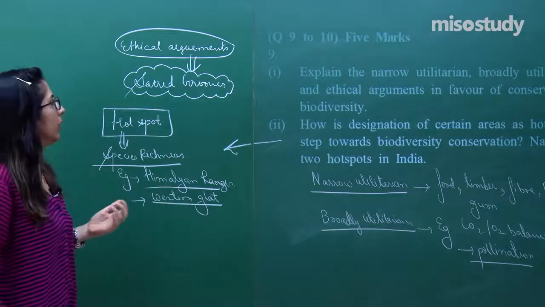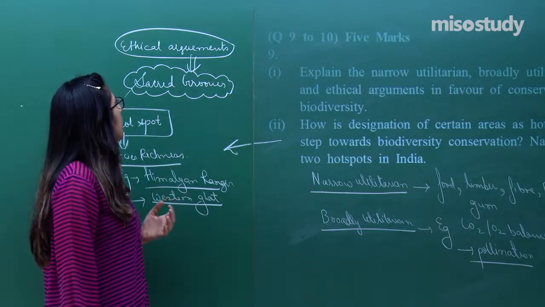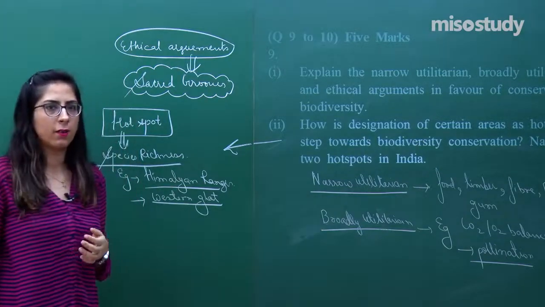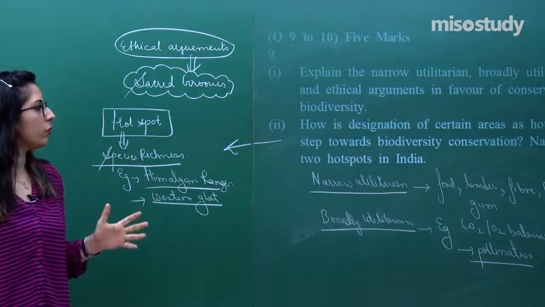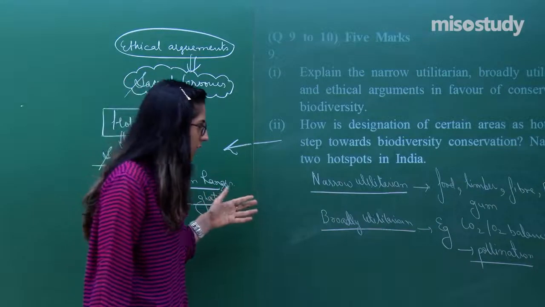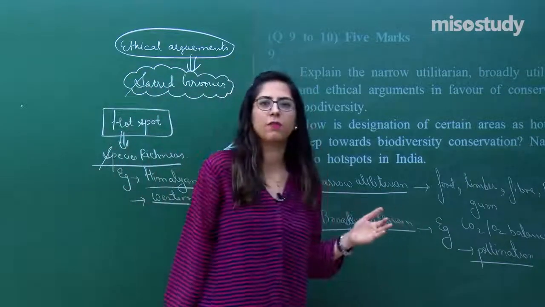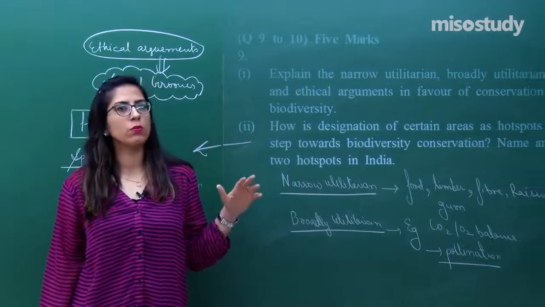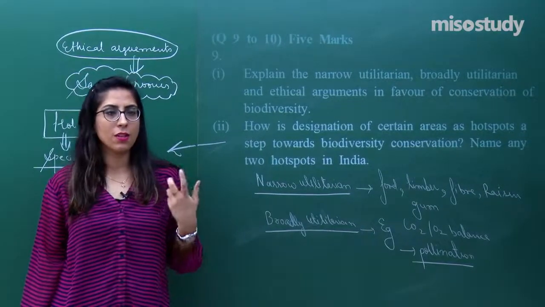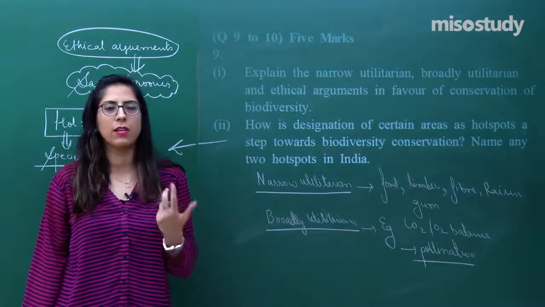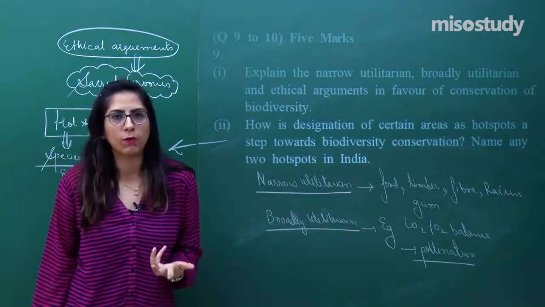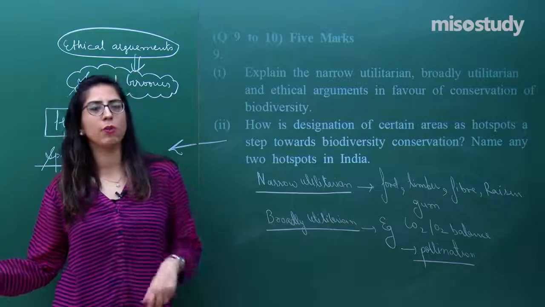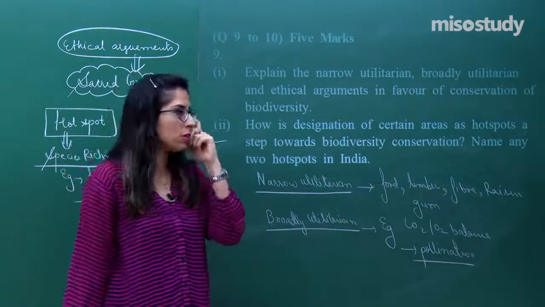Right? So this is the ethical argument, sacred groves are there, species richness, Himalaya ranges, etc. So this is how you have to attempt. I have just written a few words for the narrow utilitarian, but in the sessions we have explained and learnt about these in detail. This is just an introduction to tell you what you have to write. How much you have to write, we have explained in the sessions. You can go back and watch those sessions.